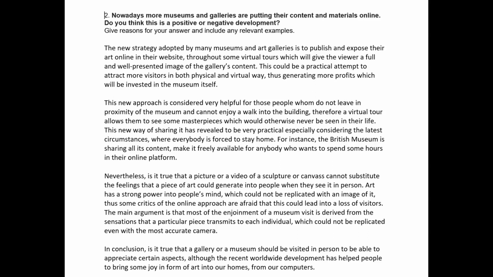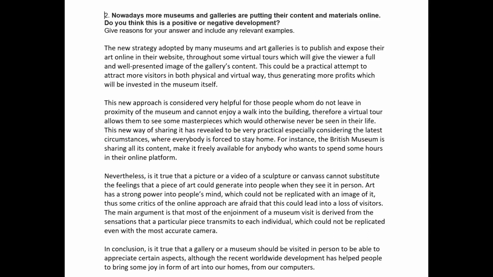So nowadays, more museums and galleries are putting their content and materials online. Now watch out, not all of them, but some. Do you think this is a positive or negative development? And then give reasons.